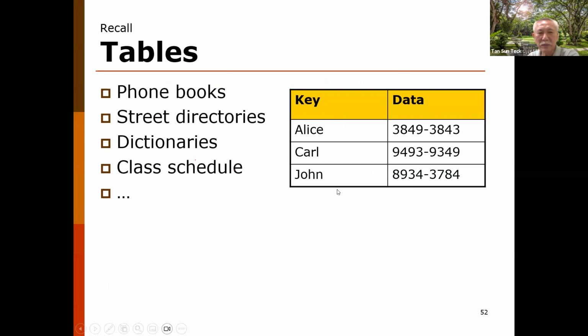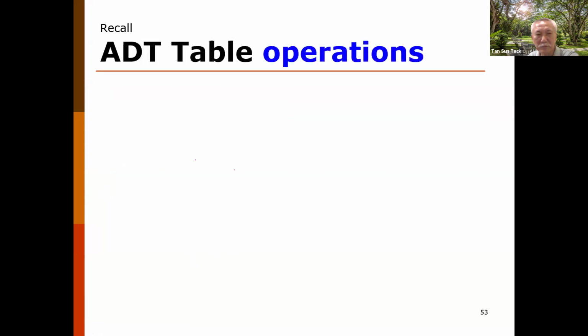Okay. Right. So you recall a table looks like this. Basically, the table has three functions that we want to operate: insertion, deletion, and searching. So for example, you have phone books, right? The phone book is actually created such that the names of the persons are in alphabetical order. Street directory, dictionary, class schedule, they are all the same. So in this case, how do you represent this in a binary search tree, and then what can you get from this binary search tree?